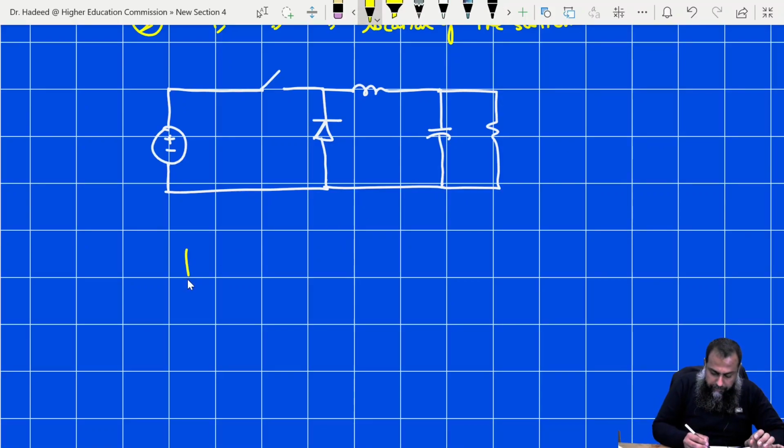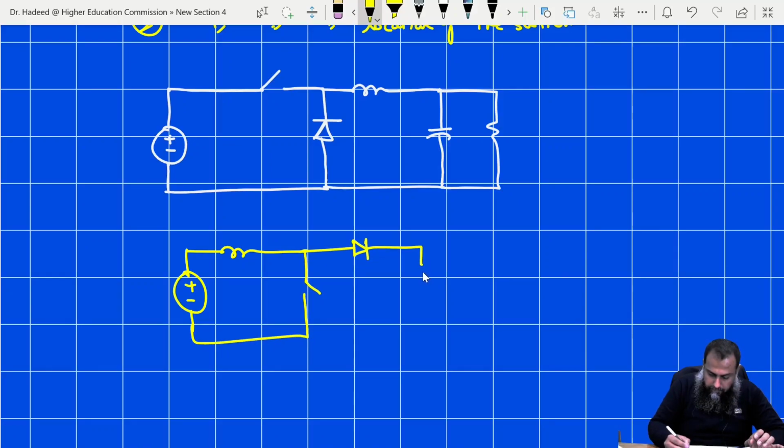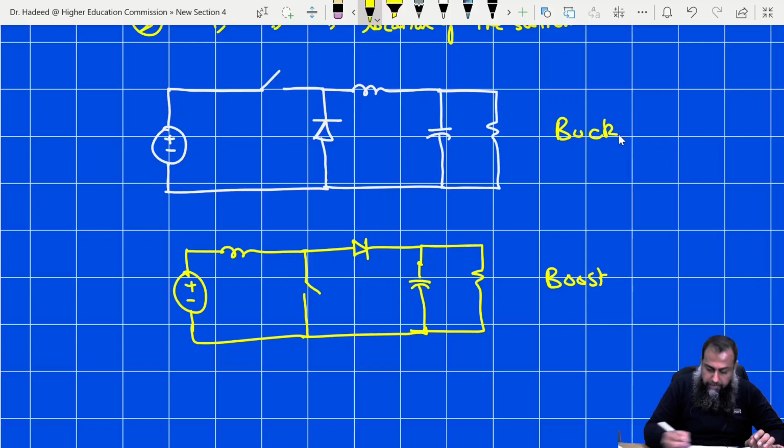So for a boost converter, we have the inductor on the input side. Here we have the switch. So this is the boost converter, and here we have the buck converter. Now, if you notice, we can have a control switch for a boost converter here, and for a buck converter the switch is connected here.